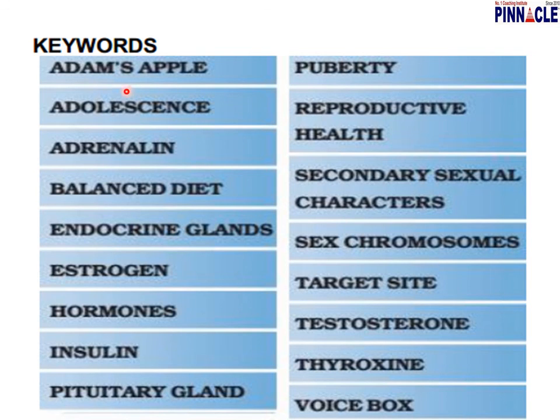Which are these keywords? Adolescence, adrenaline, balanced diet, endocrine gland, estrogen, hormones, insulin, pituitary gland, puberty, reproductive health, secondary sexual character, sex chromosomes, target site, testosterone, thyroxine, and voice box. These are the keywords used in this chapter, and if you can give 100% answers on these keywords, it means you have acquired good knowledge after this presentation.